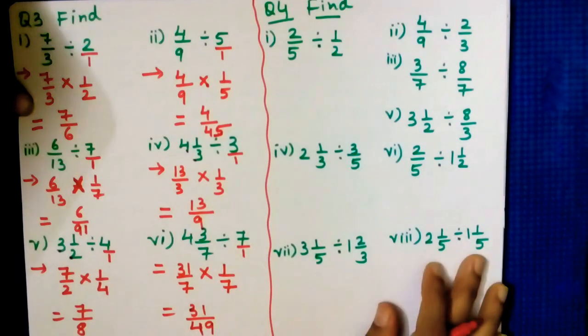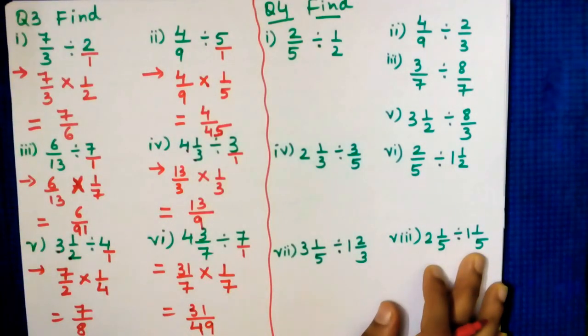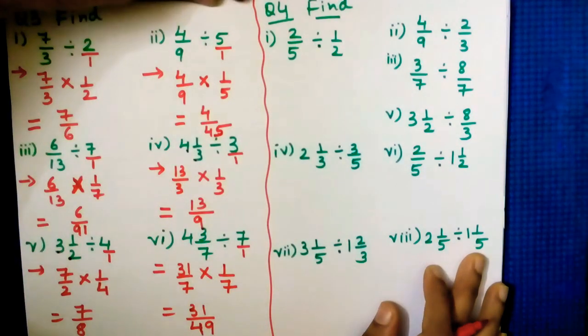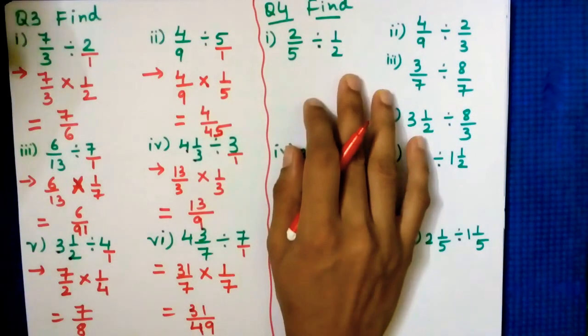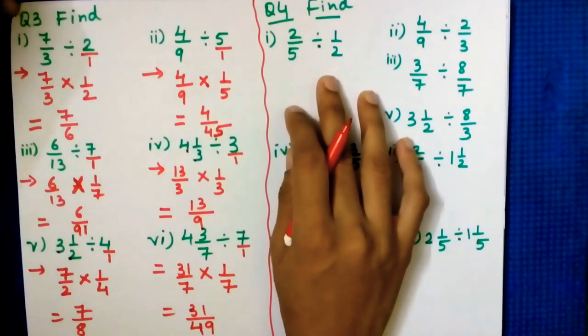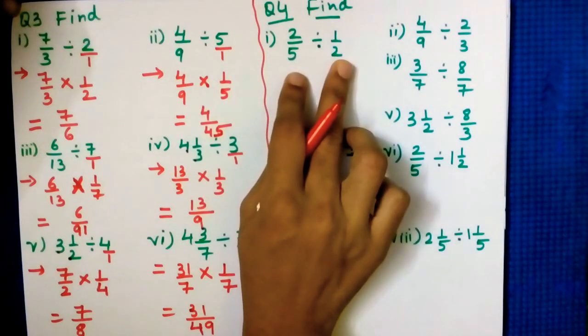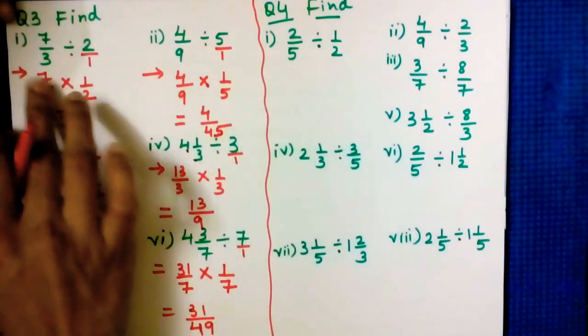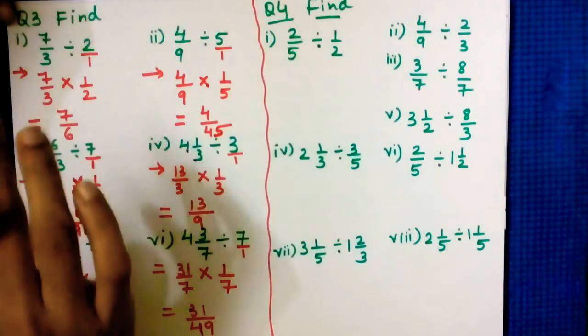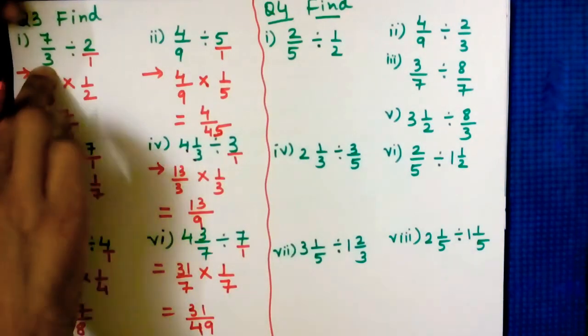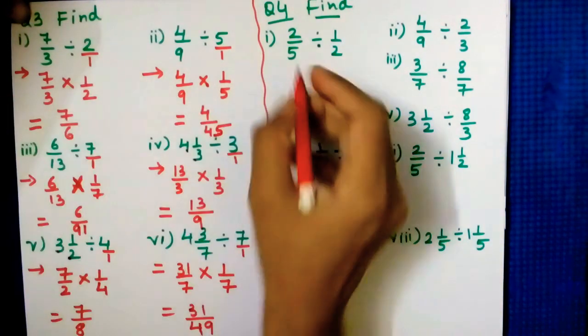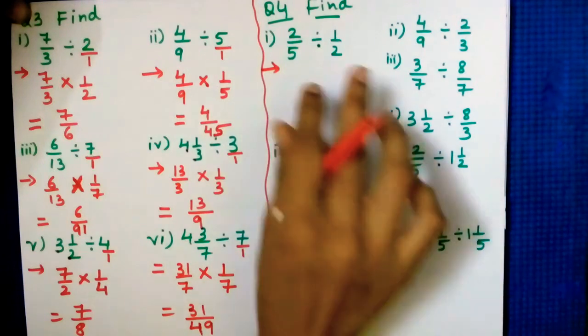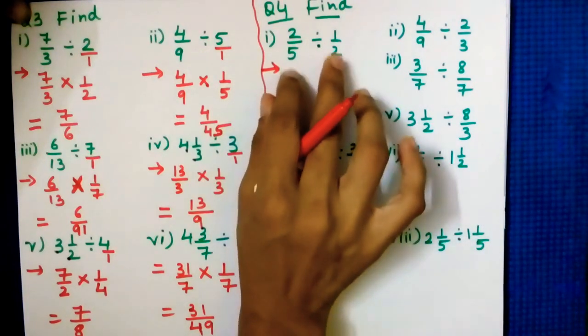So 31 upon 49 is your answer of sixth one. So question 3 is over. Now moving ahead with question number 4, which is again division of fraction, but here two fractions are given. In question 1, first whole number and then fraction was given. In question 3, first fraction and then whole number is given. Now in question 4, both sides fraction is given.